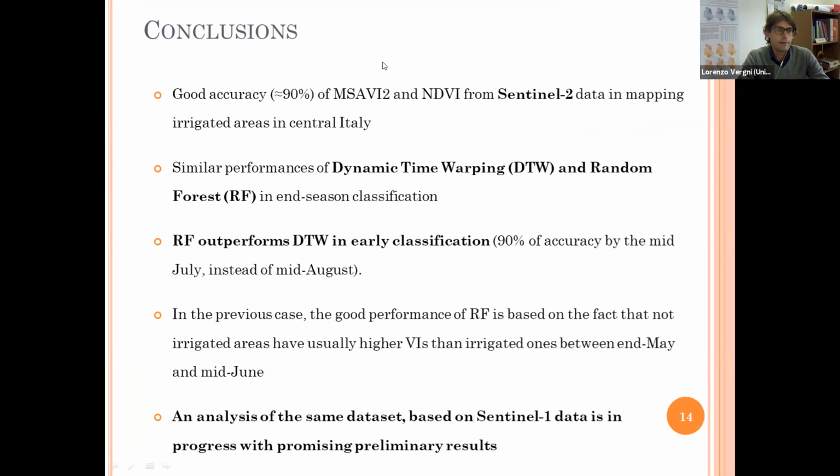So the main conclusions summarize the main results of this analysis that is still in progress. And I just want to point out that we are also working to consider the possibility to use the Sentinel-1 data, and the first results seem very promising. Thank you for your attention.